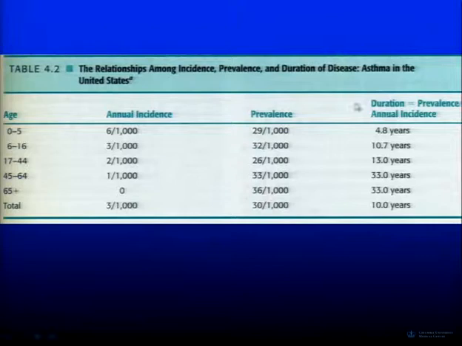So here is looking at the relationship among incidence, prevalence, and duration of disease for asthma in the United States. They have it broken down by different ages. If we look at people aged 0 to 5 years of age, the annual incidence is 6 per thousand, the prevalence is 29 per thousand, and the average duration is about 4.8 years. So again, it's just this relationship between these three variables I want you to be comfortable with.